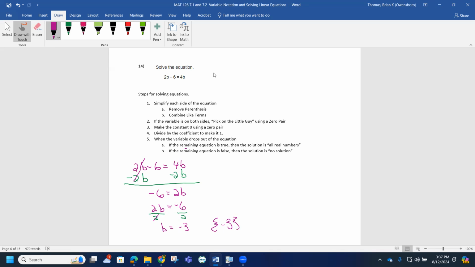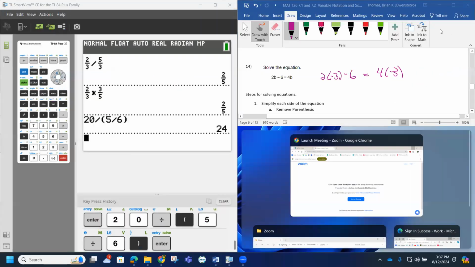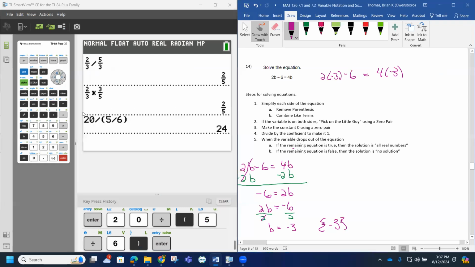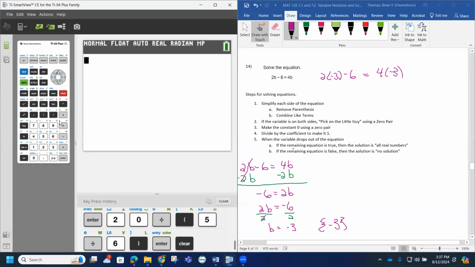So if I want to check this, I could actually put this in the problem as 2 times negative 3 minus 6 equals 4 times negative 3. So if I do each side of the equation, and again, if I want to save some time or if I just want to get some calculator practice, I can just put this into the calculator.